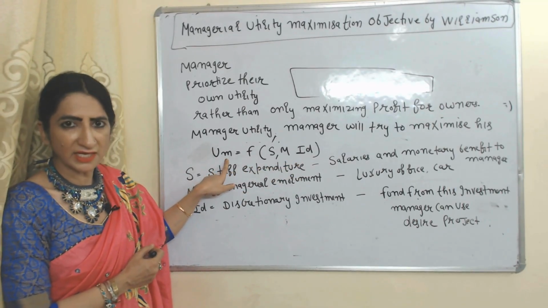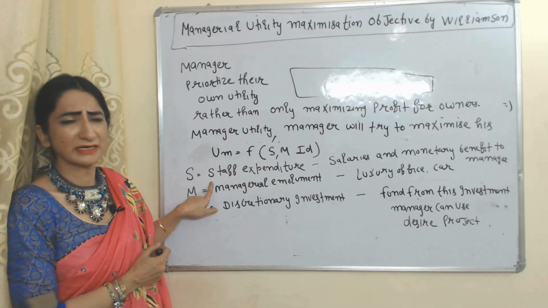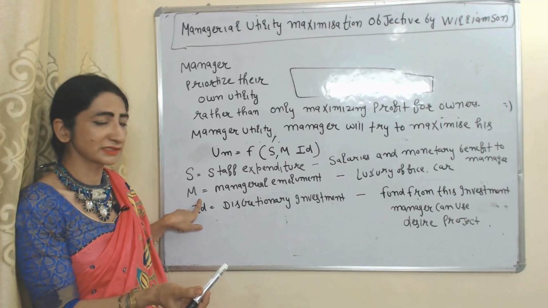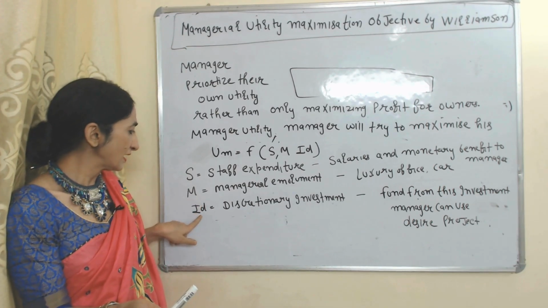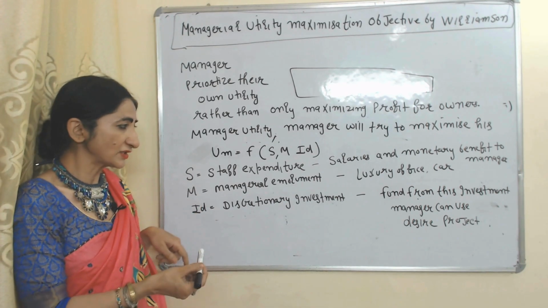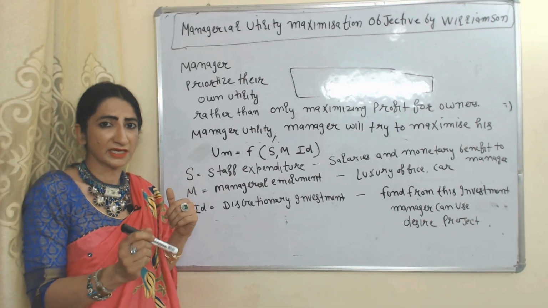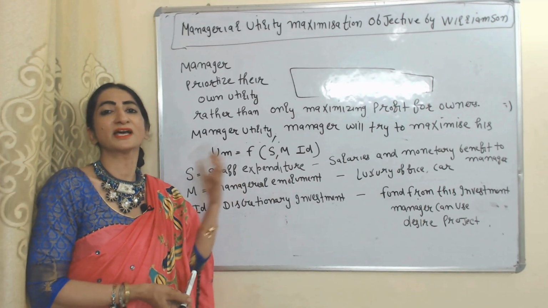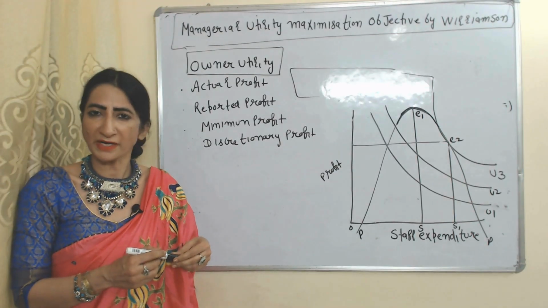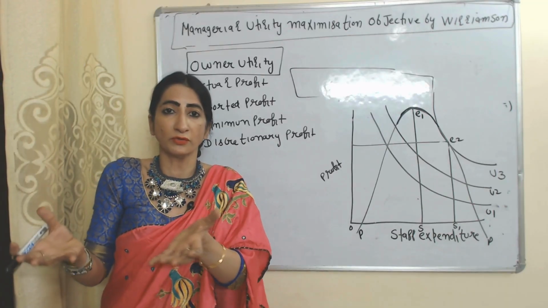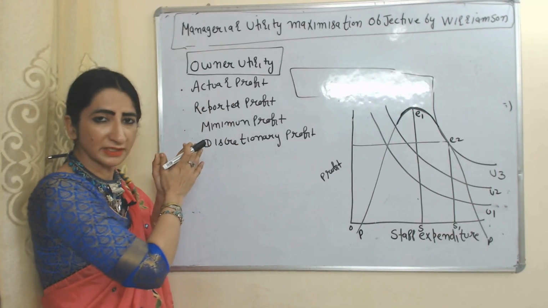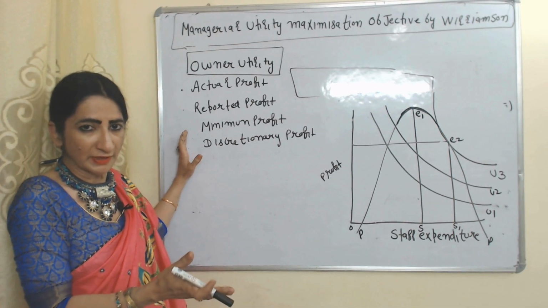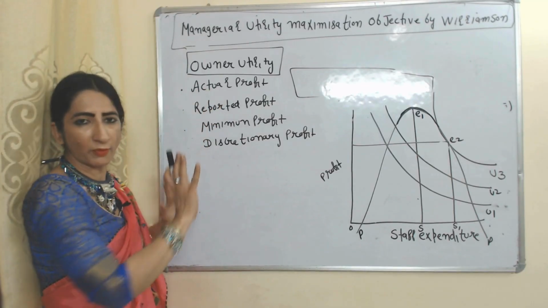Here UM is managerial utility. S is staff expenditure, like salary and monetary benefits to the manager. M is managerial emolument, that means a luxury car, a luxury office for the manager. ID is discretionary investment, and discretionary investment increases manager utility because the manager can use funds from this investment for their desired projects. Owner utility depends on profit. Obviously, the owner wants to maximize profit. There are many types of profit like actual profit, reported profit, minimum profit, discretionary profit. And manager utility will increase if all these profits increase.